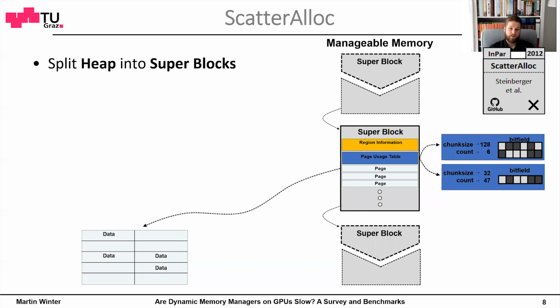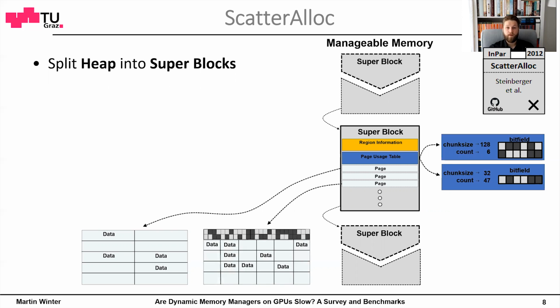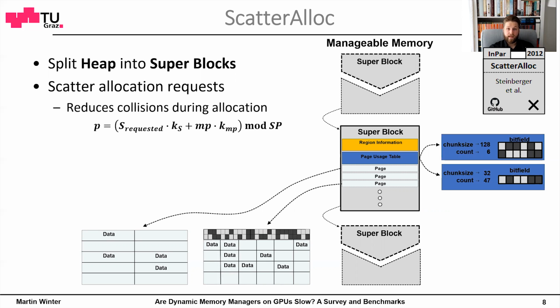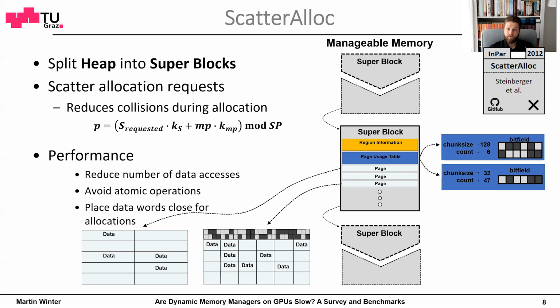For large allocations, pages just hold data, but to allow for smaller chunk sizes, which could not be expressed by the bit field in the page usage table, an additional hierarchy of bits can be placed at the beginning of a page. Allocation requests are scattered across its memory regions to reduce collisions during allocation. Furthermore, it tries to reduce the number of data accesses and atomic operations, and also returns data words close to each other for allocations within the same block.